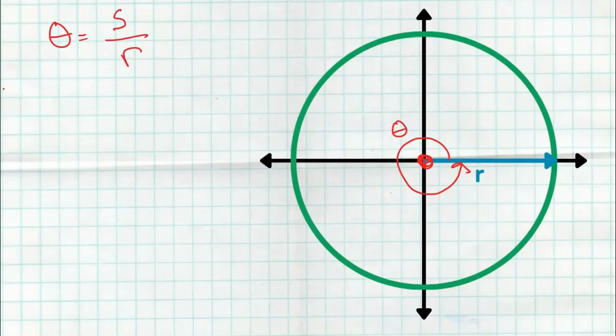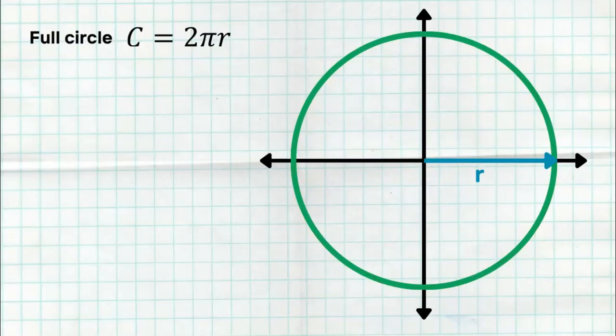Okay, so what's the length of the arc? Well, this is a full circle, so it's the entire circle. It's all the way around. And what do we call the length all the way around a circle? You guys should know that is circumference. And the circumference of a circle is 2 pi r. That's the length of the arc of an entire circle.